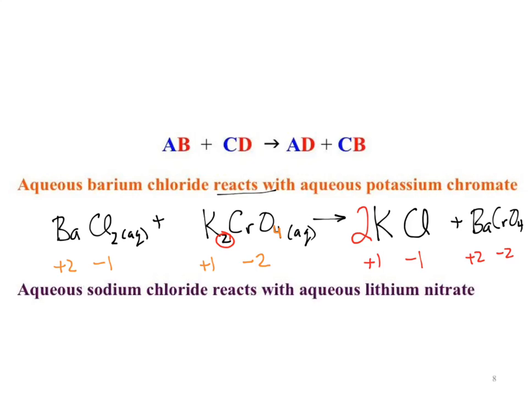CrO4. Why did that 4 transfer across? That's part of the formula for chromate. When you transferred across barium, did you transfer it across as a capital B and a lowercase a somewhere else? Why not? Because the symbol for barium is Ba.